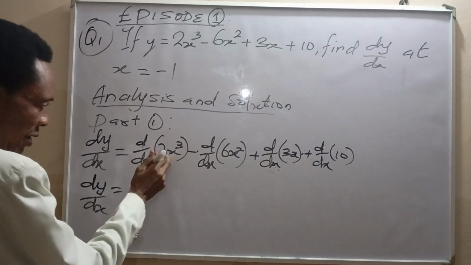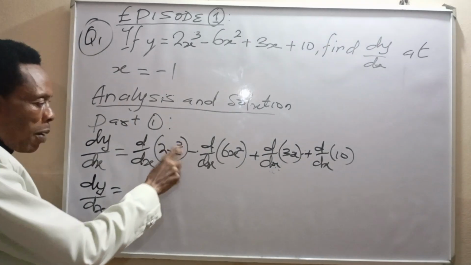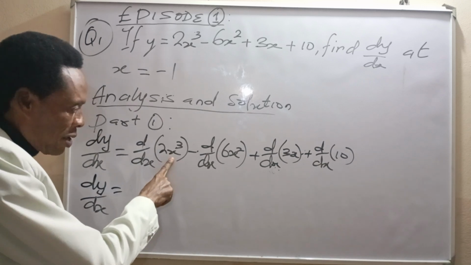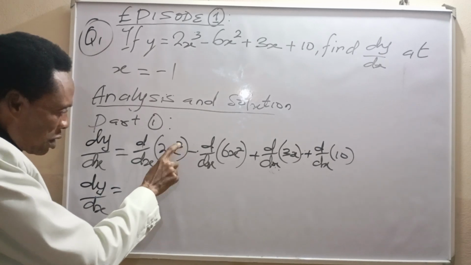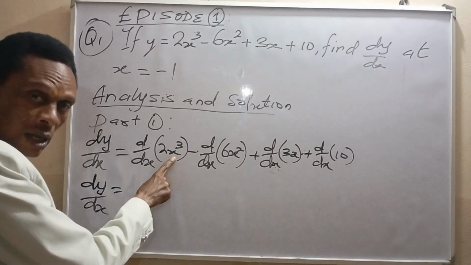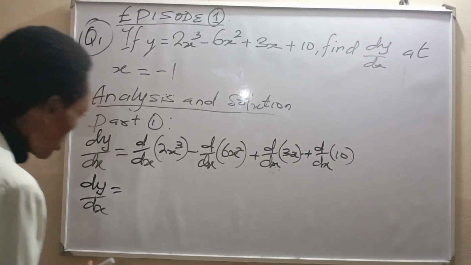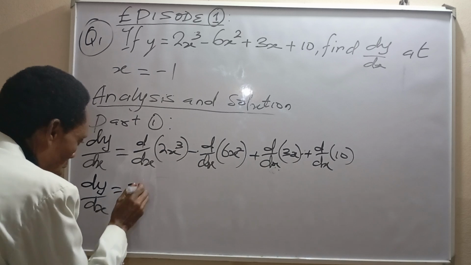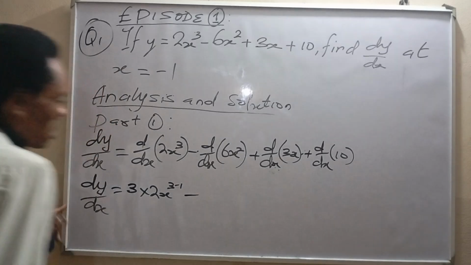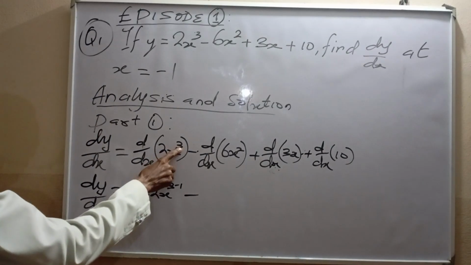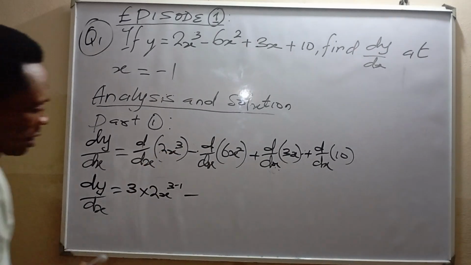How do you differentiate? Differentiation means you use the power to multiply with the coefficient of the variable, then you subtract 1 from the power. Use the power 3 to multiply with 2, and then it becomes 2x raised to the power of 3 minus 1. See what I have just done: 3 times 2x raised to the power of 3 minus 1.